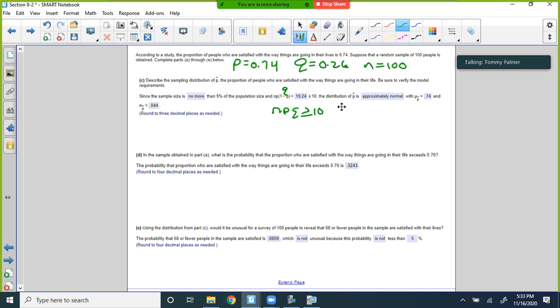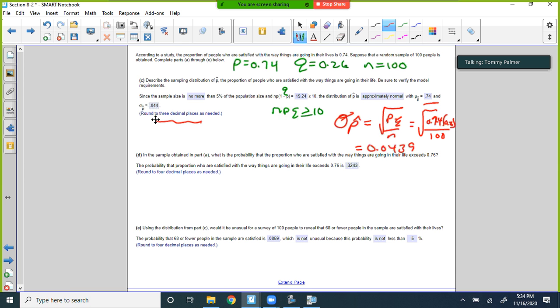So we can look at this as a normal distribution. The distribution of p-hat is approximately normal with the mu of p-hat of 0.74 and the standard deviation of 0.044. The only thing that we had to calculate is the standard deviation of p-hat, which is the square root of p times q over n, which would be the square root of 0.74 times 0.26 over 100. If you do that, you should get 0.0439. And if you round that to 3 decimal places, you get 0.044, right?